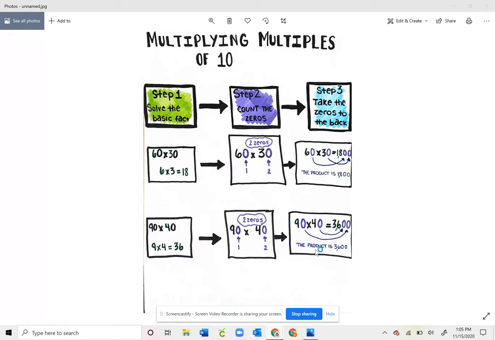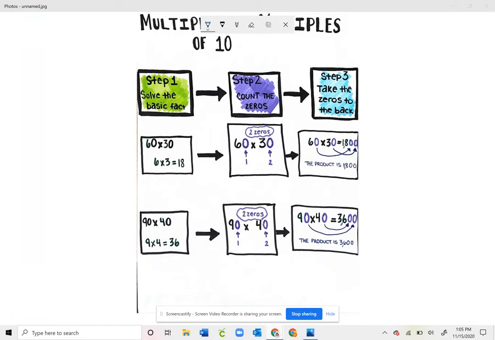So if you notice, they go by each step. Step 1 is to solve the basic fact. It's going to follow the exact same steps that you would do if you were doing 600 times 3, okay? So we solve our basic facts, which is 6 times 3. 6 times 3 equals 18. Again, if we need to practice our basic facts, or if we need to draw an array or a groups and items model to help us solve, we can do that. No problem.